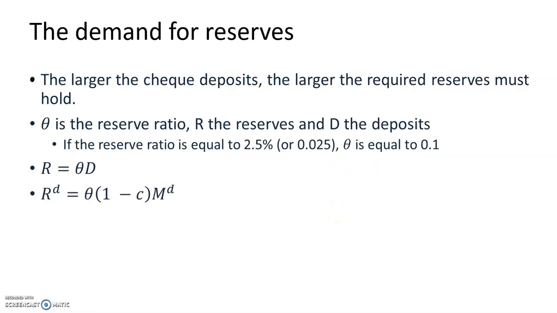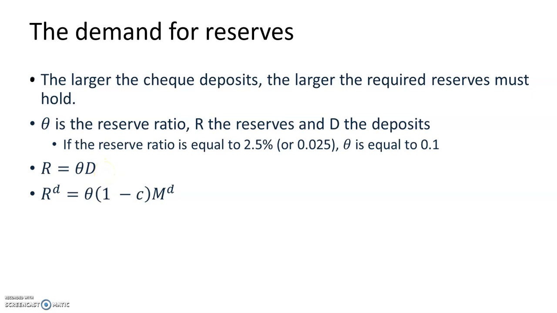The demand for reserves. The larger the amount of check deposits, the larger the amount of reserves the bank must hold. Let theta be the reserve ratio, the amount of reserves banks hold per rand of check deposits. Let R denote the reserves of banks, and let D denote the rand amount of check deposits. Then by the definition of theta, the following holds between R and D. So R is equal to theta times D, or reserve requirement times deposits.